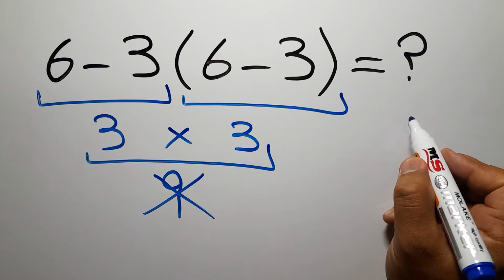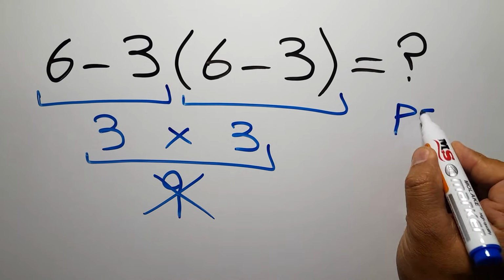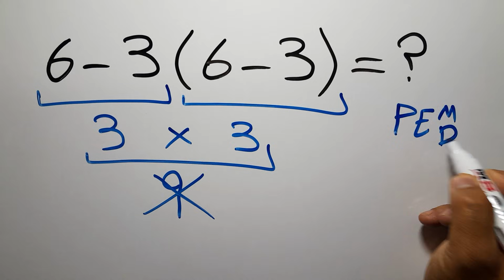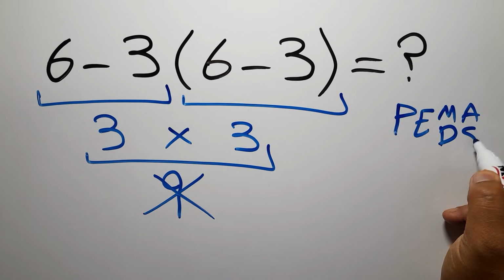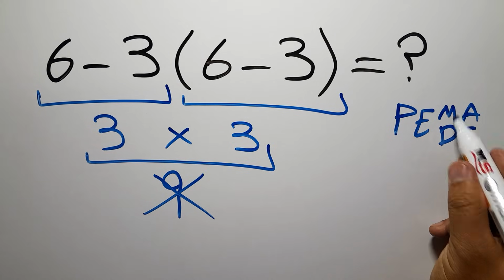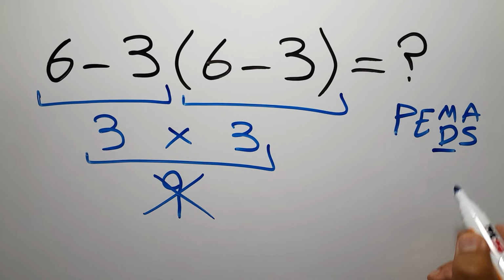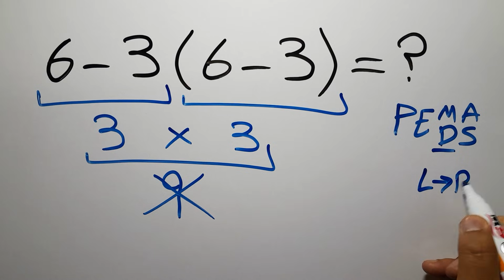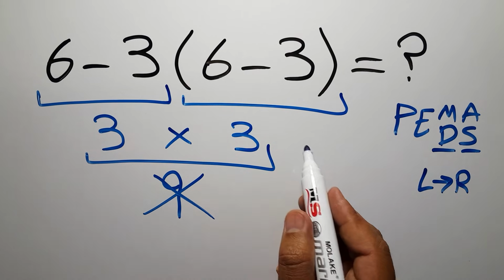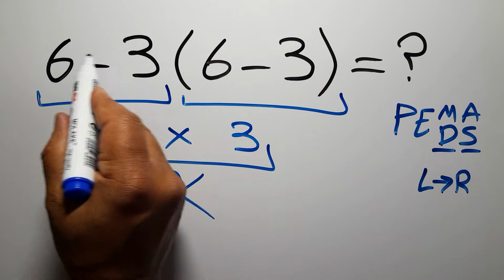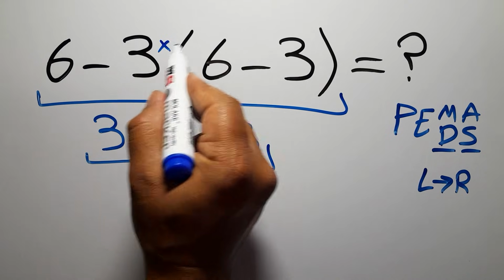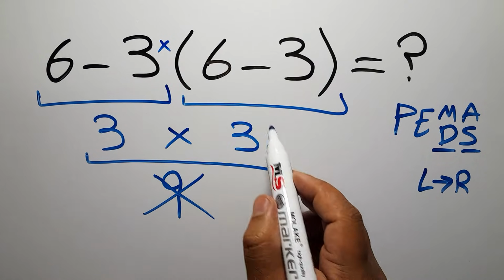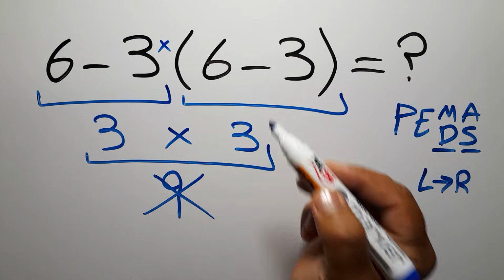Because according to the order of operations, first we have to do parentheses, then exponents, then multiplication or division, and finally addition or subtraction. Remember that multiplication and division have equal priority, and we have to go from left to right. And the same applies to addition and subtraction. In this expression, we have one subtraction, one multiplication, and one parenthesis. Inside this parenthesis, we have one subtraction.